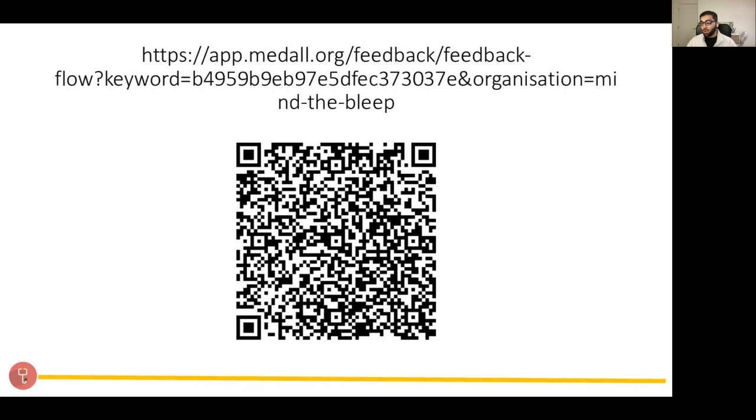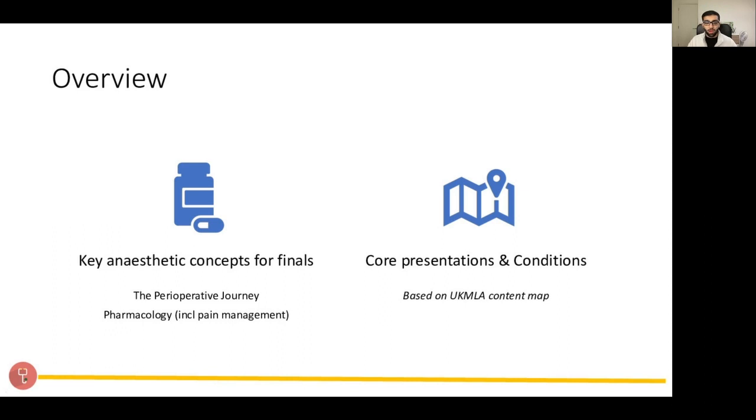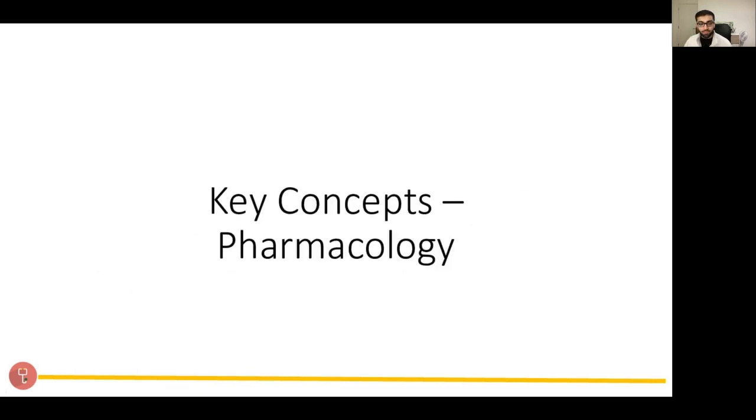Okay, so if you can, this will be on the end of the presentation as well. So I'm just going to whiz through the final bit because I know we're overrunning a bit. So the next bit now is just going over some core presentations of conditions we haven't quite touched upon yet, based upon the UK MLA content.